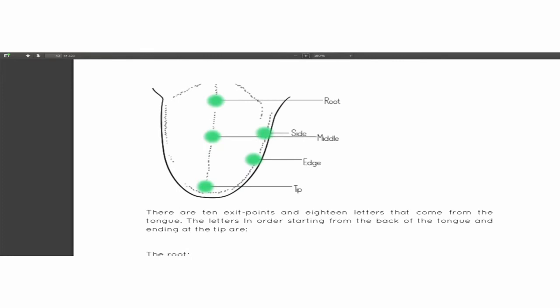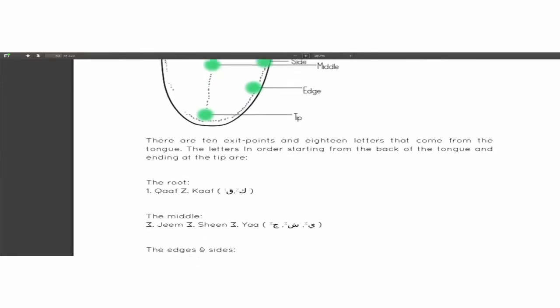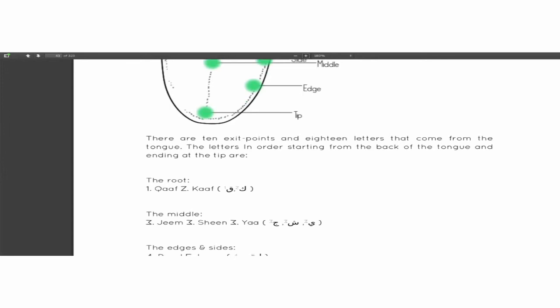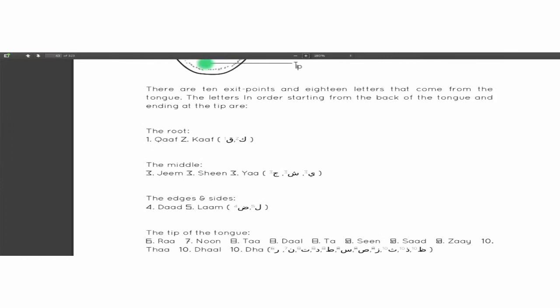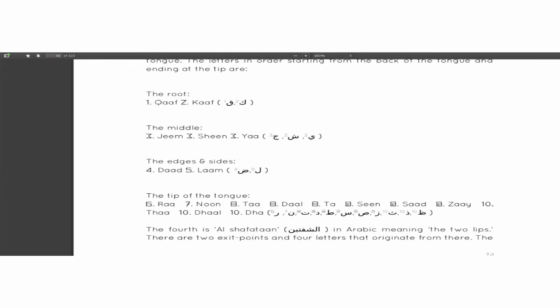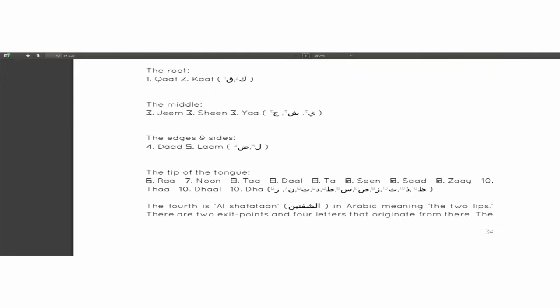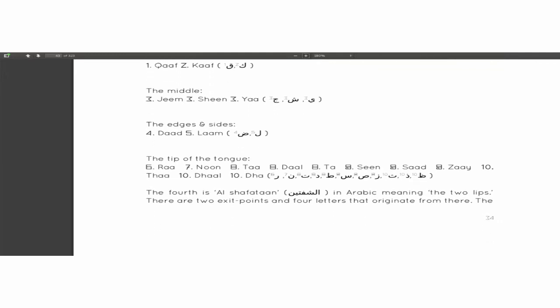The letters in order, starting from the back of the tongue and ending at the tip, are: from the root, first, qaf, second, kaf, the middle, third, jim, third, sheen, third, ya, the edges and sides, fourth, dad, fifth, lam, from the tip of the tongue, sixth, ra, seventh, noon, eighth, ta, eighth, dal, eighth, ta, ninth, sin, ninth, sad, ninth, zay, from the 10th exit, tha, from the 10th exit, dhal, from the 10th exit, dha.